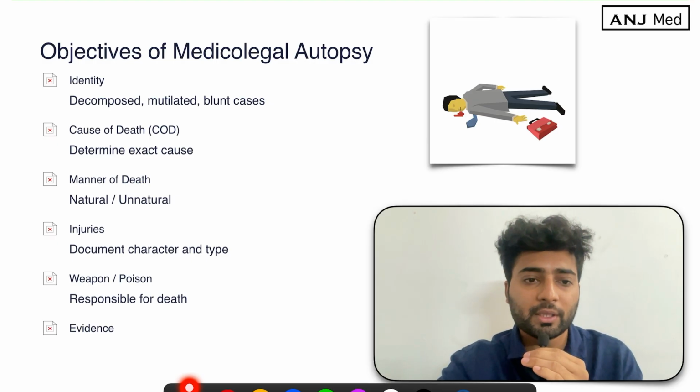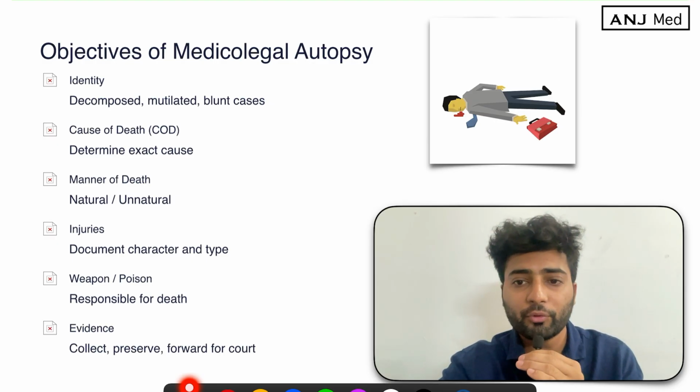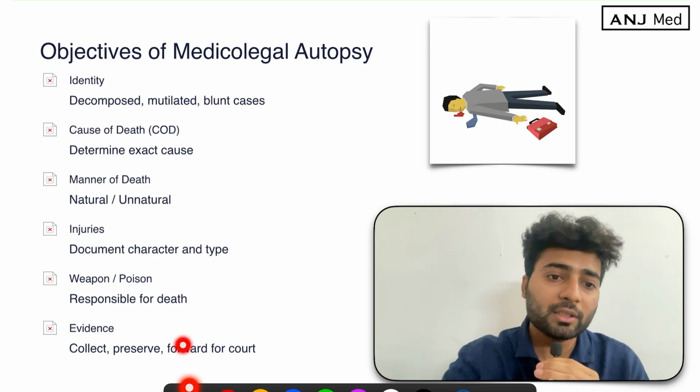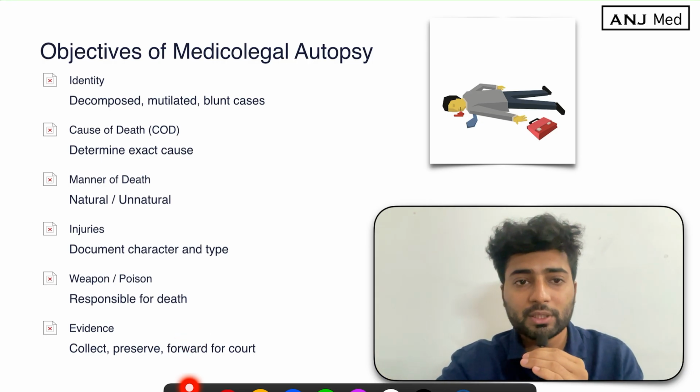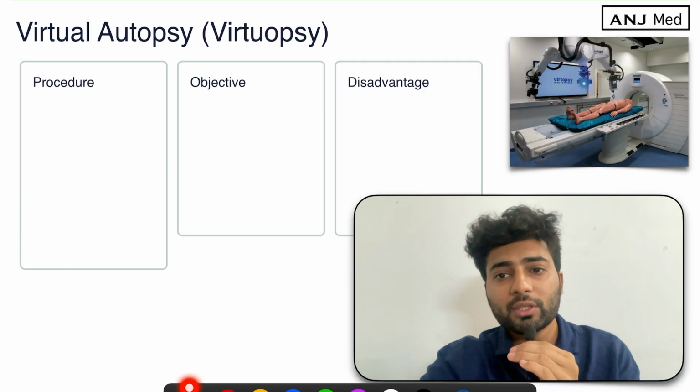Used responsible for death, and we have to collect all this evidence and forward it to the court. And who collects this evidence? The investigation officer or the police in charge. Now, see what is virtual autopsy.